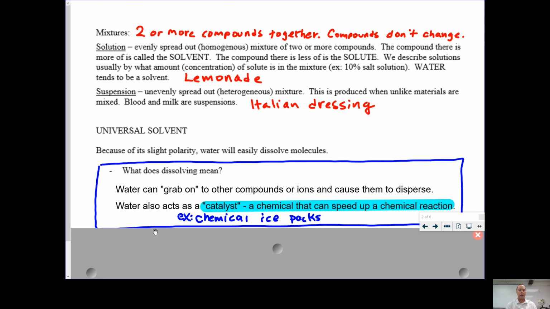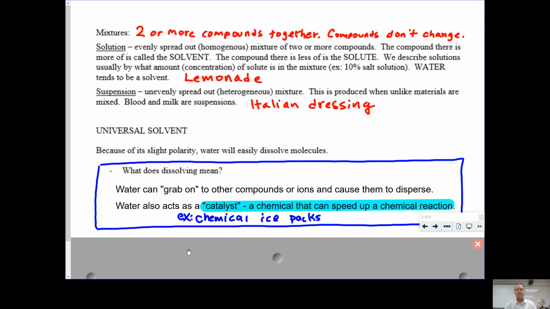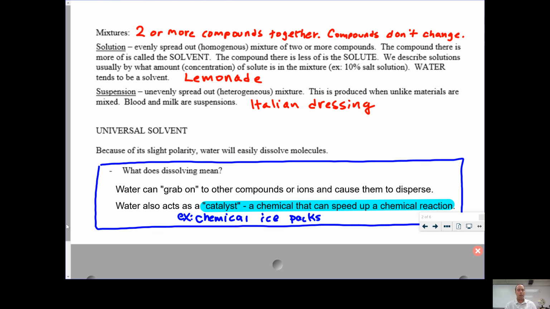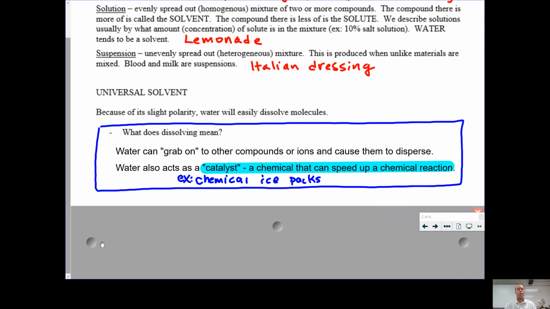So a chemical ice pack, if you've ever used an ice pack of that type, usually has a little pocket in it that you have to pop, and then you shake it up. That pocket usually has water in it, and by releasing the water into the two chemicals, it will cause the chemical reaction to take place. So a catalyst is a term that you should also be aware of in terms of one of the jobs of water when it's in a solvent. A lot of times when you mix things together, a chemical reaction might take place besides just mixing them together.